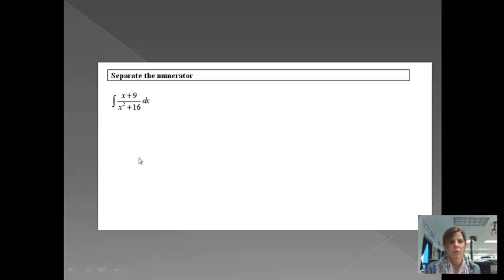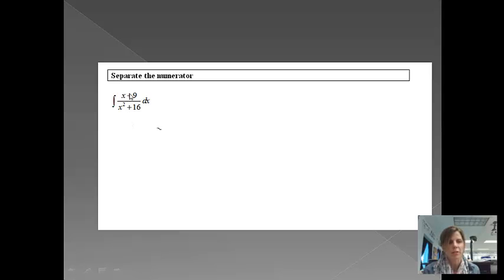Let's continue our work on basic integration techniques. Again, our learning target is just to be able to evaluate a variety of integrals using all sorts of different techniques. If we look at this one right here, the first thing I would be looking at doing is a u substitution. That won't work because I'll only end up getting 2x, and I actually have x plus 9. So one trick that we can use is called separating the numerator.